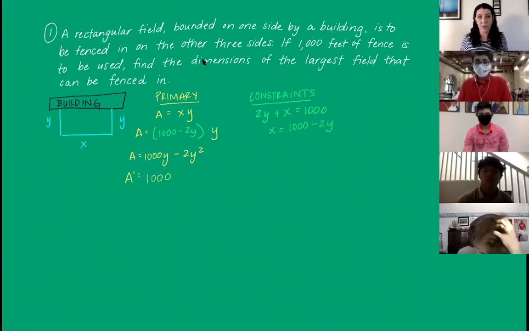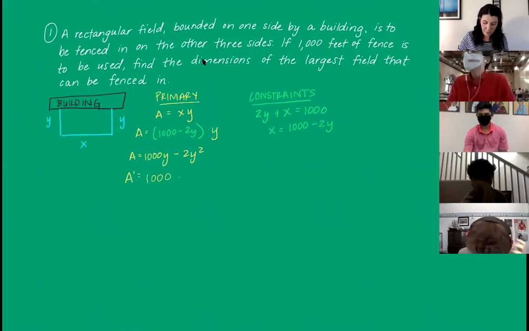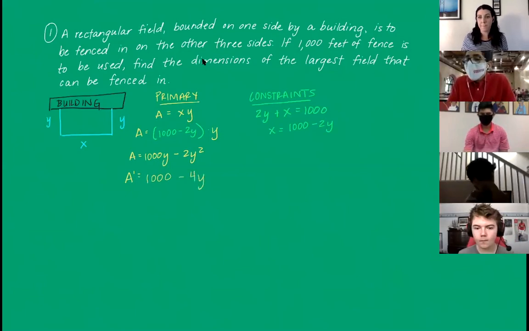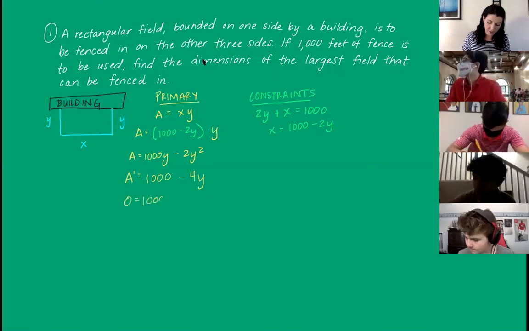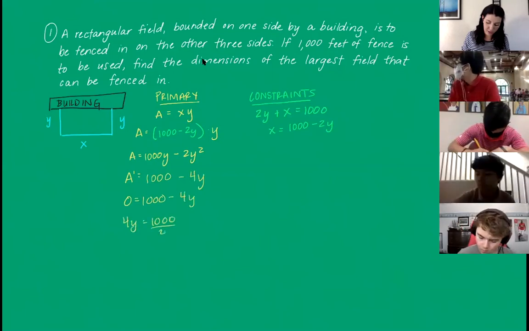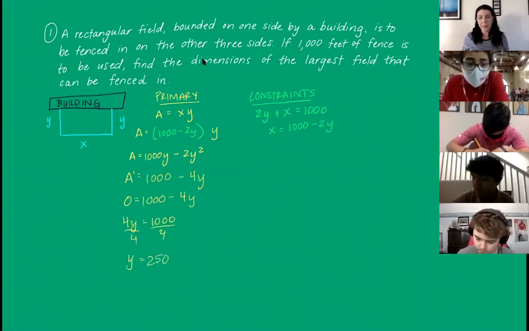My derivative of 2y squared minus 4y. Okay, now I have to set this equal to 0. So I found my derivative. I'm going to set that derivative equal to 0. I get 0 equals 1,000 minus 4y, add the 4y over, divide by 4, y is equal to 250.